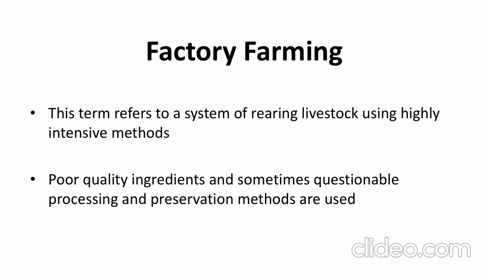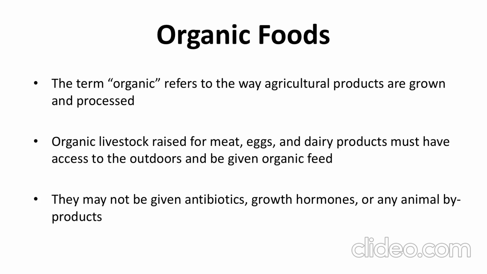However, there are also those who say that factory farming is harmful to the environment as well as to the health of both animals and humans. Poor quality ingredients and sometimes questionable processing and preservation methods are used. On the other hand, the term organic refers to the way agricultural products are grown and processed.